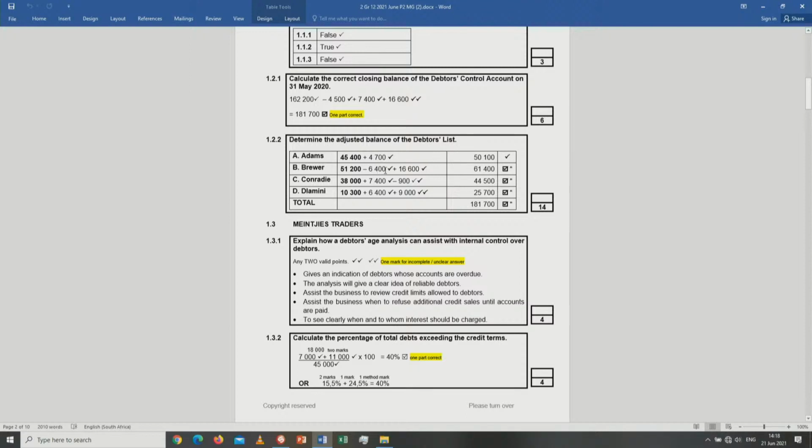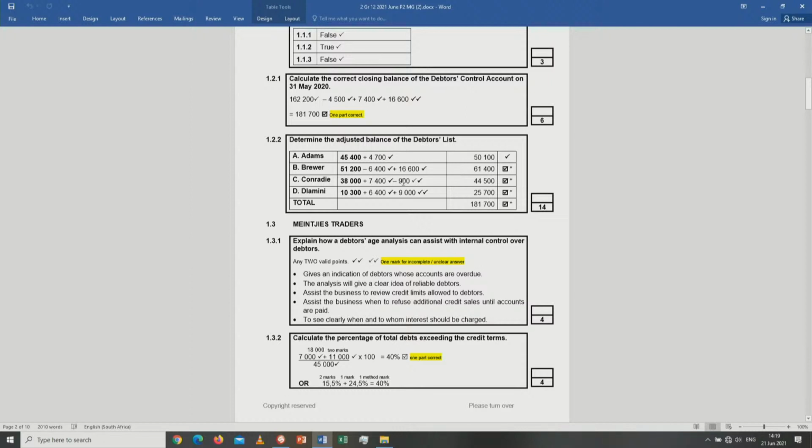Brewer, minus 6,400, 1 mark, plus 16,600, 1 mark, and then a part mark is given. So if you have any of these figures, any two, and it's added, then you can give the part mark there, or the method mark there.